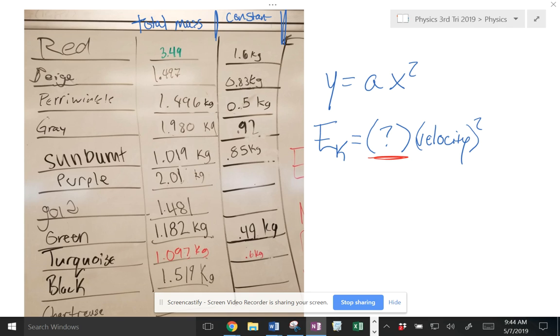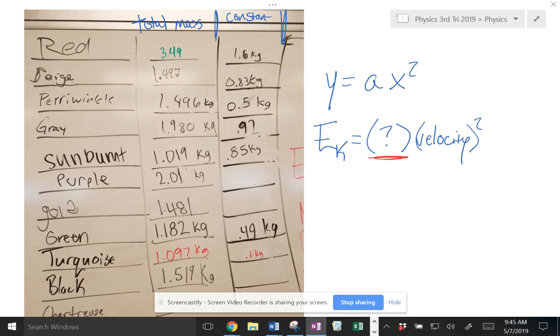Based on the units, what are we looking at in this column? This number has something to do with mass. Is it the mass? And this is where your love of numbers causes problems, because you're looking at 0.49 and 1.182. You're looking at 0.6 and 1.097. You're looking at 0.83 and 1.497. What roughly seems to be true of those things?